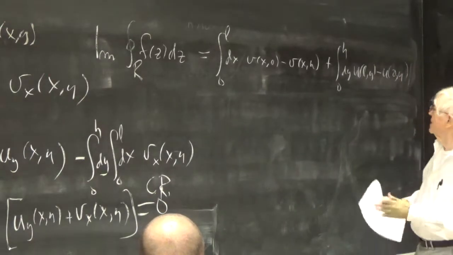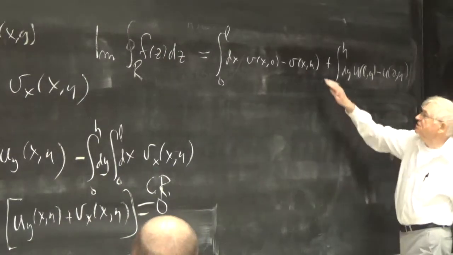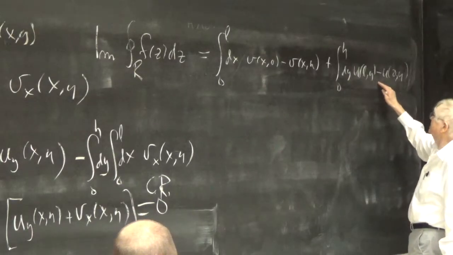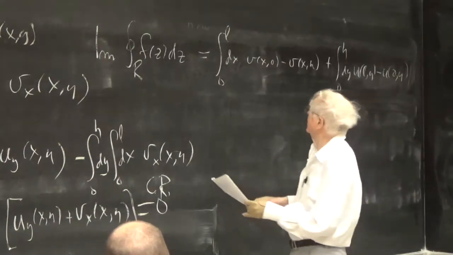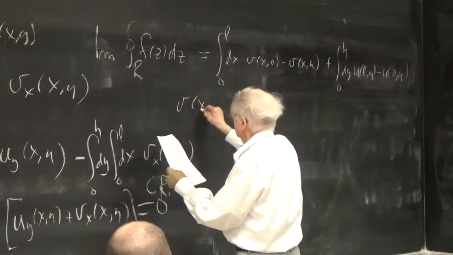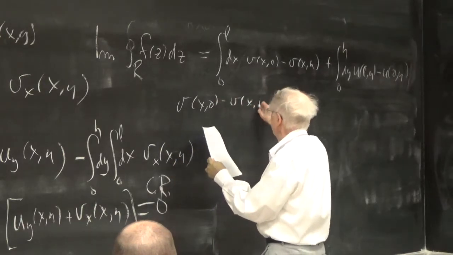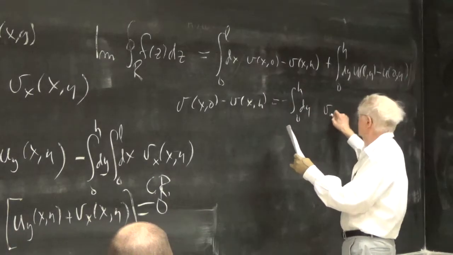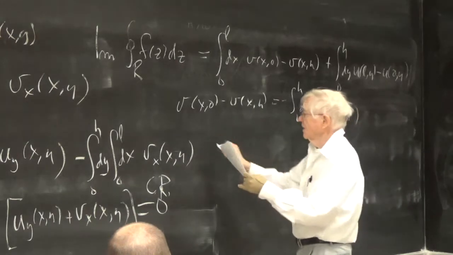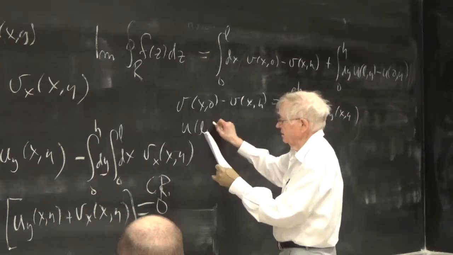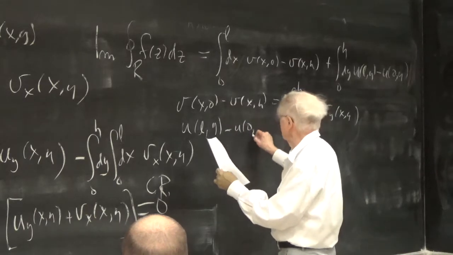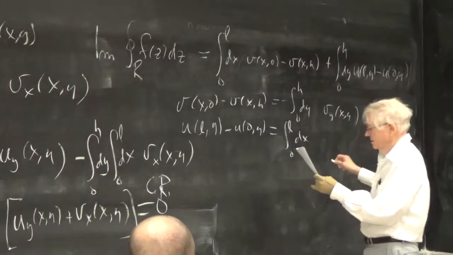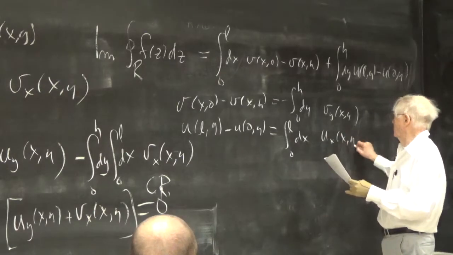And now, once again, this is just an integral of the y derivative of v, and this is an integral of the x derivative of u, and in particular, v of x and 0 minus v of x and h is minus the integral 0 to h dy of v sub y of x and y, and u of L and y minus u of 0 and y is an integral 0 to L dx of u sub x of x and y.